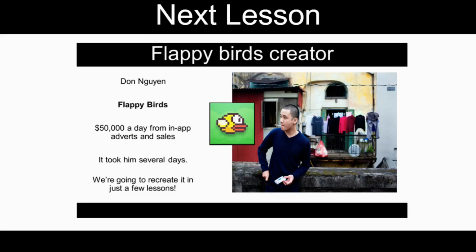So in the next lesson, we're going to be looking at the famous game Flappy Bird. And in just one single lesson, we're going to be recreating Flappy Bird, which is a game that apparently made up to $50,000 a day from in-app adverts and sales. It took him several days to make and actually come up with the graphics and also put it on the App Store. We're going to recreate it in a single lesson. Of course, it might take you a few more lessons if you want to adapt it and work on the graphics and make it a bit more complicated.